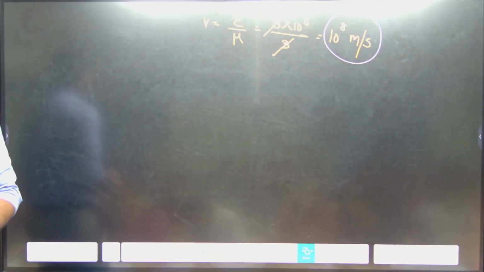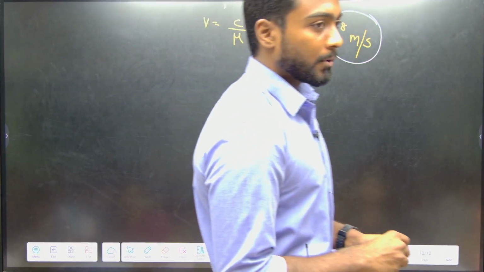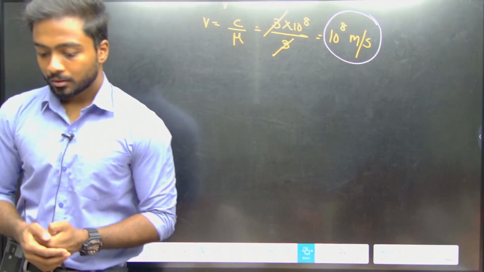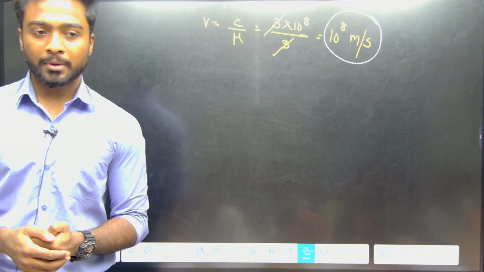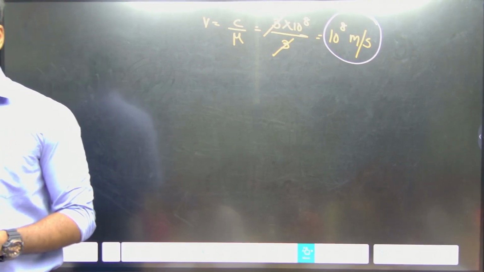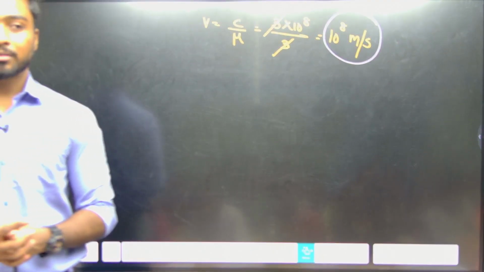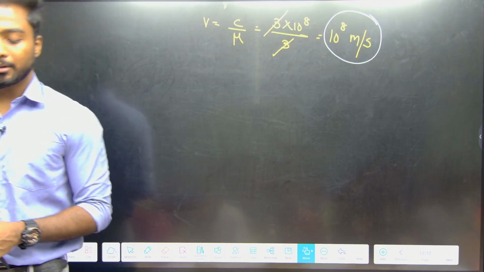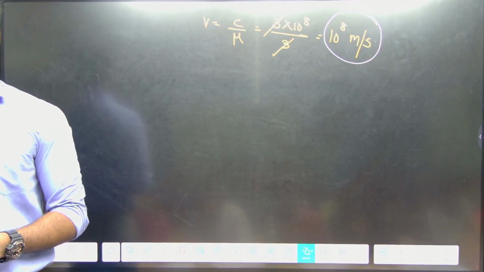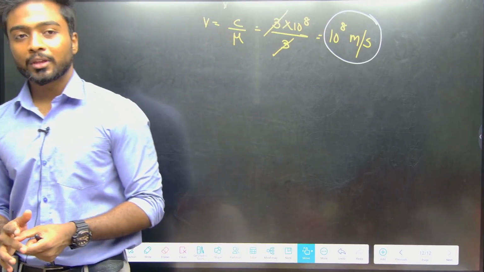So what are mu naught and epsilon naught? Write down: mu naught is absolute permeability, which is in vacuum, and epsilon naught is absolute permittivity. Both are in a vacuum only.